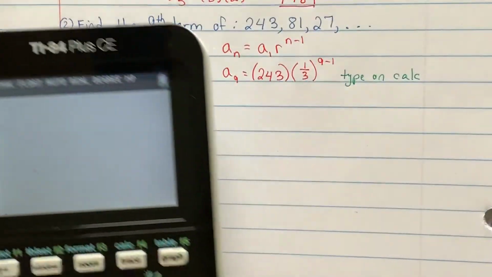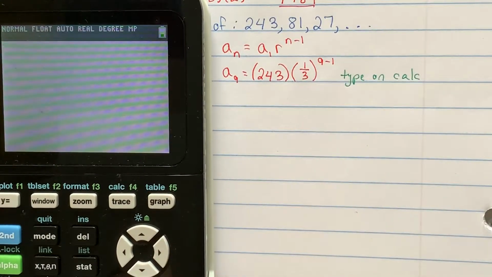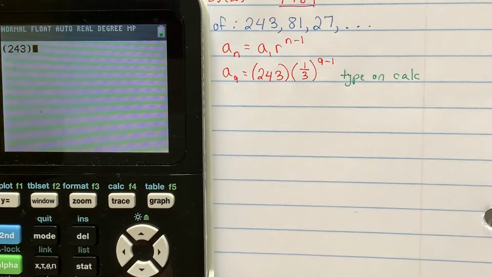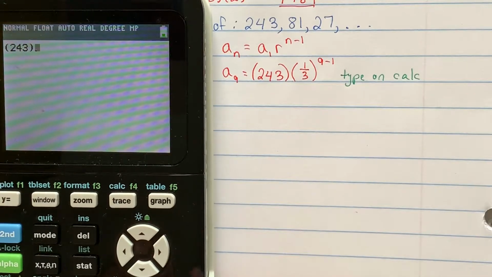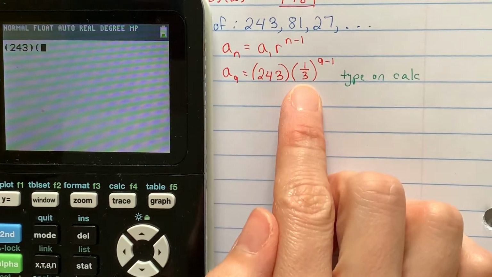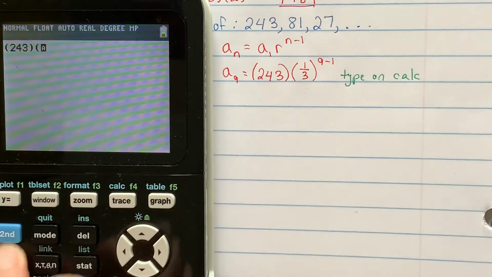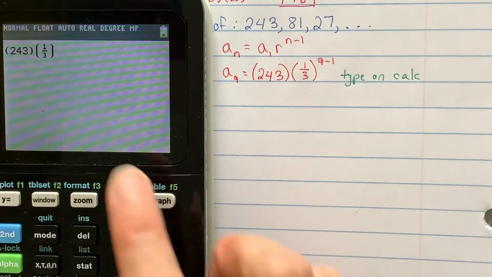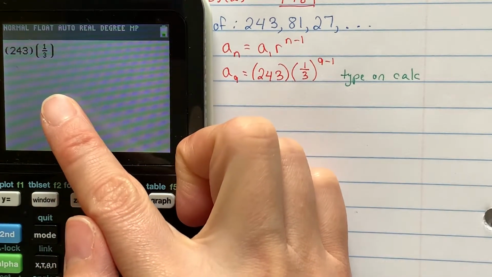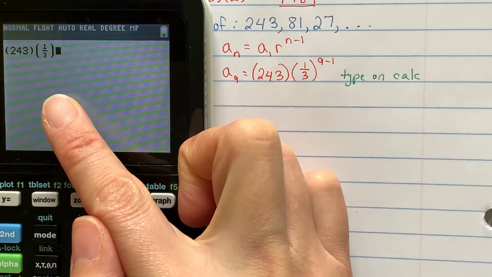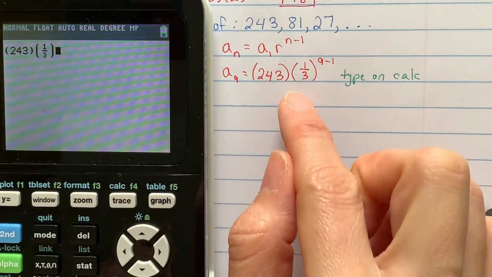So I have my calculator here. I'm going to type in parentheses 243, close my parentheses. Doing another parentheses, and I'll do that fraction of 1/3. So I'm using my alpha y equals key to get the fraction notation. Now, if you don't have this kind of calculator, we've been practicing throughout the school year that you could just do parentheses 1 divided by 3.